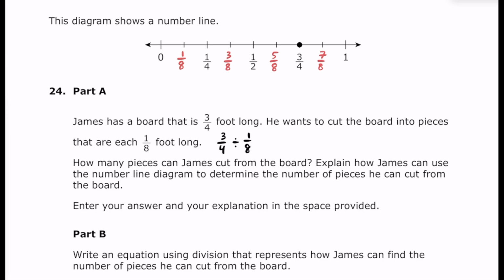So if you go ahead and take a look at this number line, notice how many times 1/8 fits in here. It goes in 1 time, then 2 times, 3 times, 4 times, 5 times, and 6 times here. So we should be able to cut 6 of these here, right?